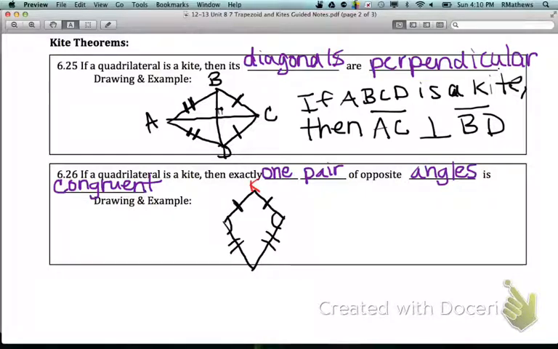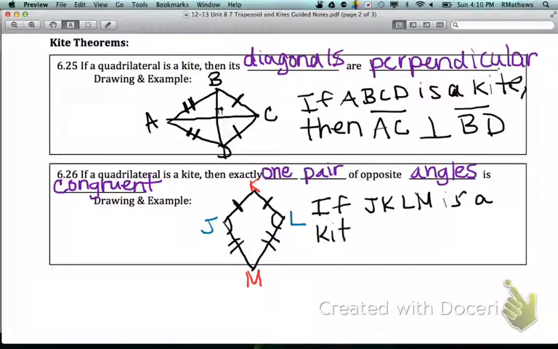So we'll call that angle K and angle M. And the opposite angles will be J and L. Okay, so how we would say this in this example is that if JKLM is a kite, then angle J is congruent to angle L.